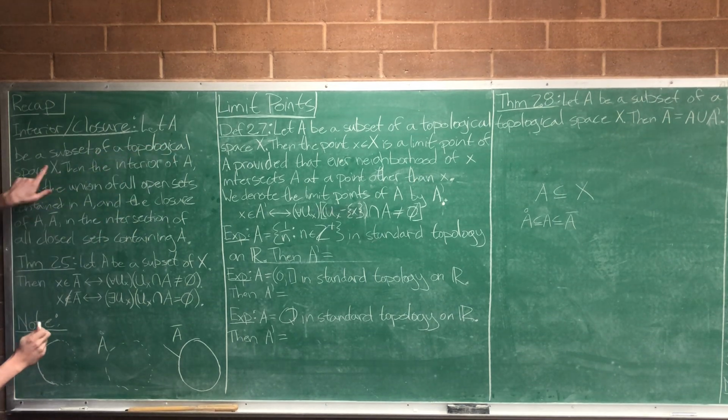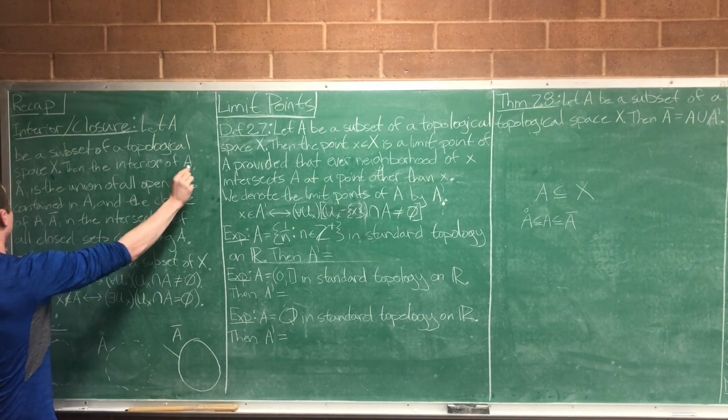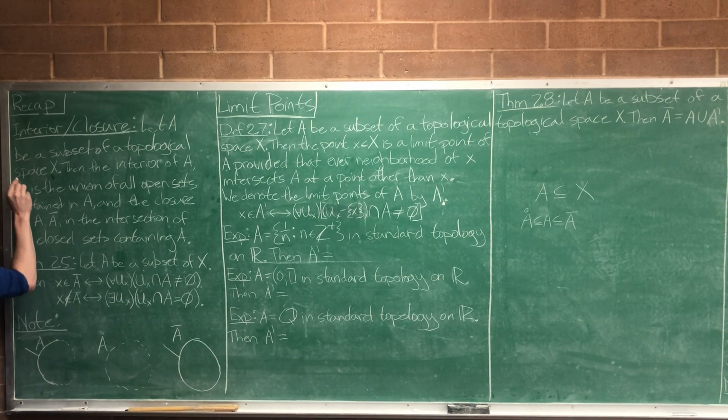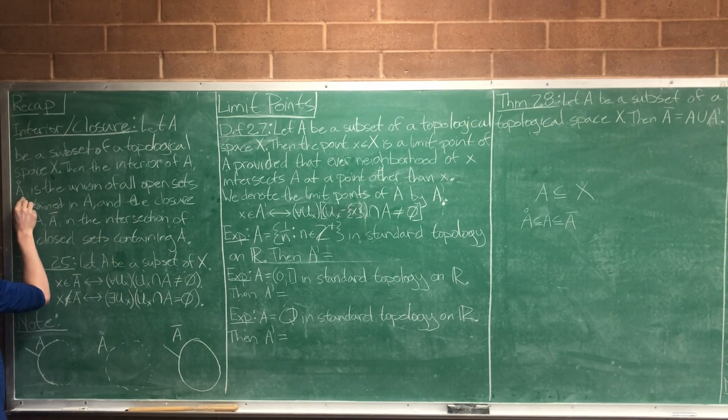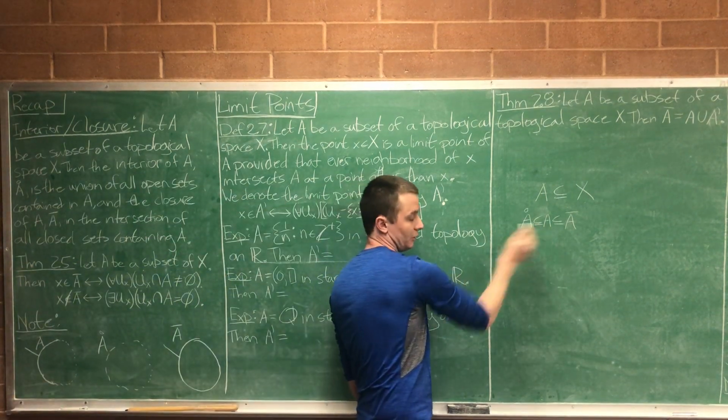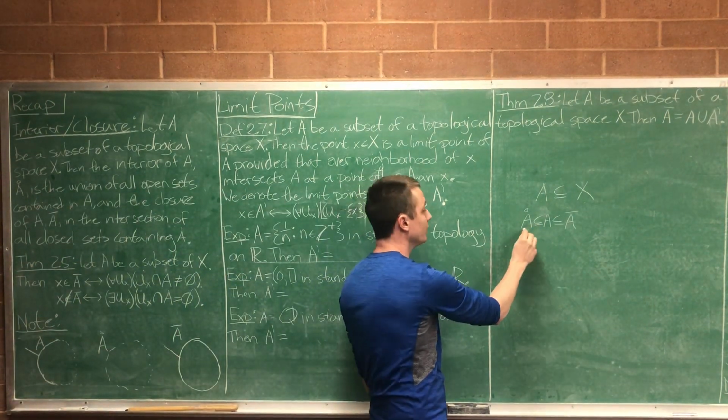Interior and closure, here are our definitions. Let A be a subset of a topological space X. Remember, if I say a topological space X, it's implied that we have a topology defined on there; I'm just not going to specify what it is. Then the interior of A, which we signify with a circle above the A, is the union of all open sets contained in A. Take all the open sets that are a subset of A and union them all up. That's the interior of A. Since you're unioning up subsets of A, the interior of A has to be a subset of A. It could be equal to A, but it's definitely a subset of A.